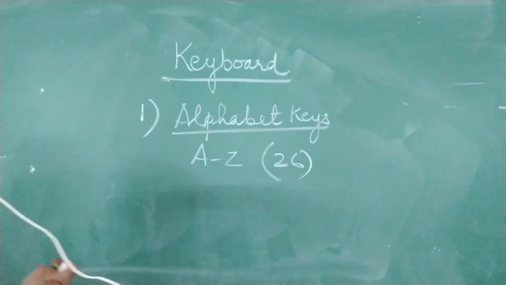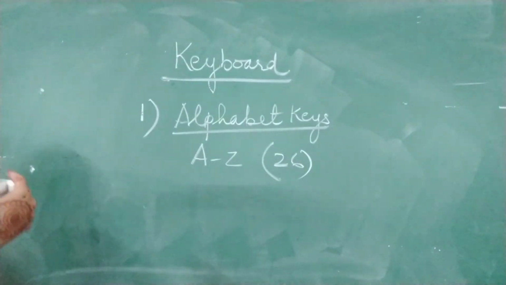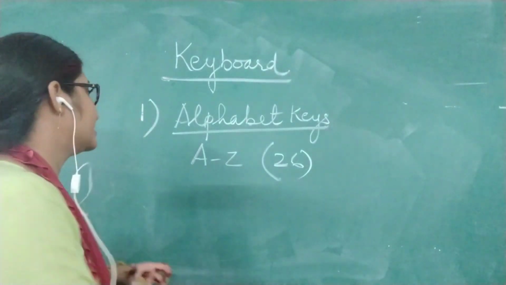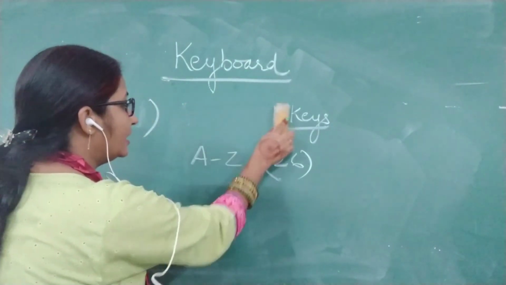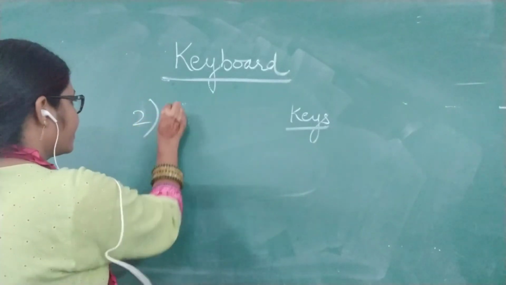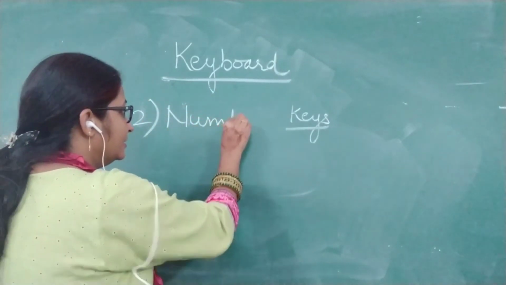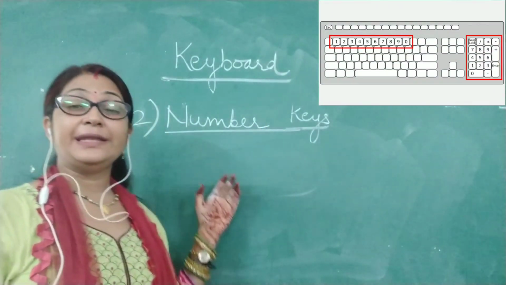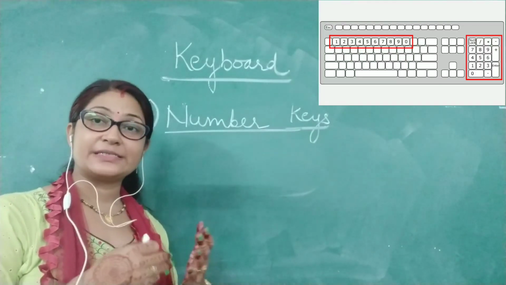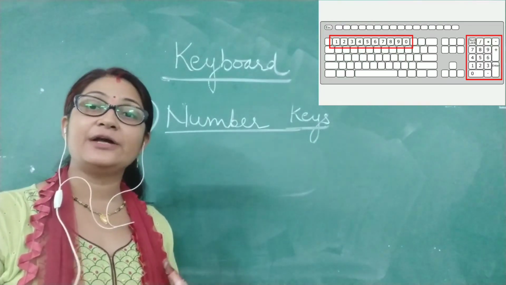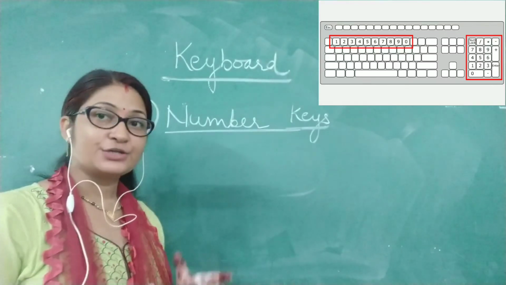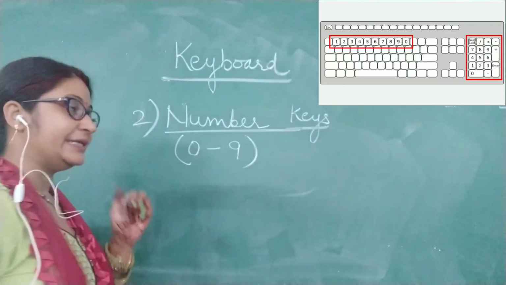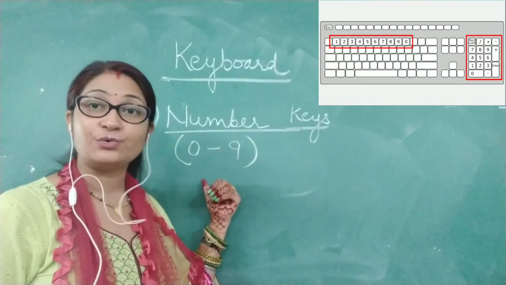Next comes the number keys. Let us have a look at the number keys. The second type of keys are the number keys. Now, what are numbers? 0, 1, 2, 3, 4. These are all the numbers. So, we have number keys from 0 to 9.